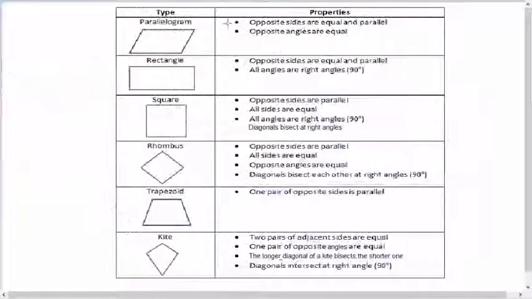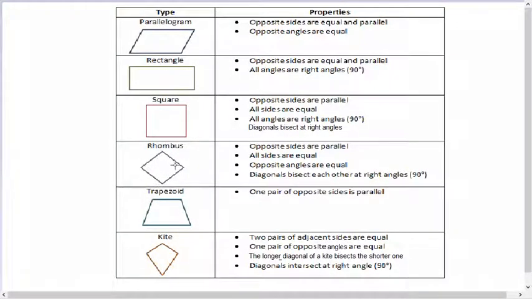Let's check. Rectangle. The diagonals are always equal. Okay, so that is also out of question because the diagonals given are 80 and 60. Square. Diagonals will always be equal. So that is also out of question. Rhombus. Yeah, rhombus can be.